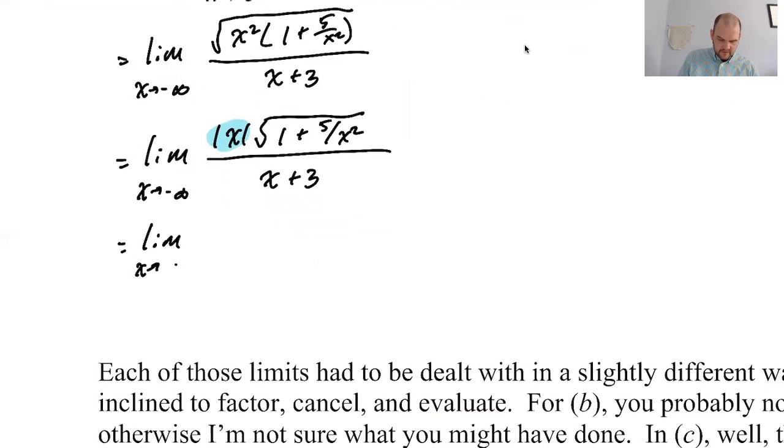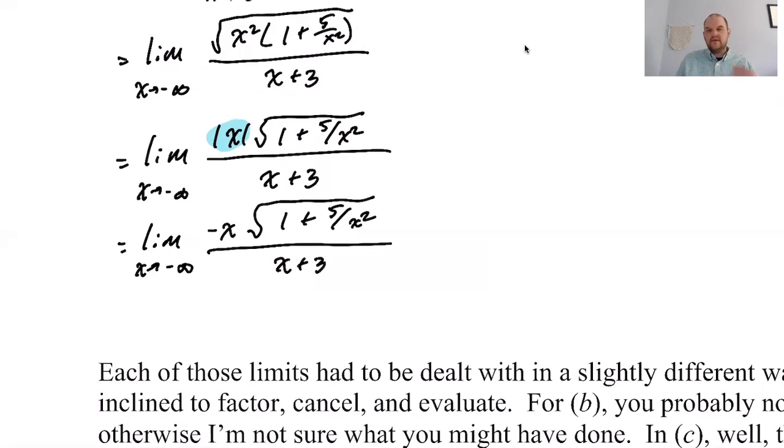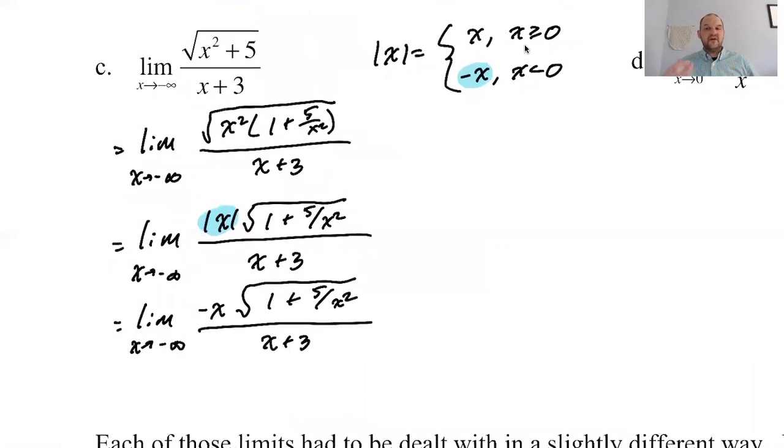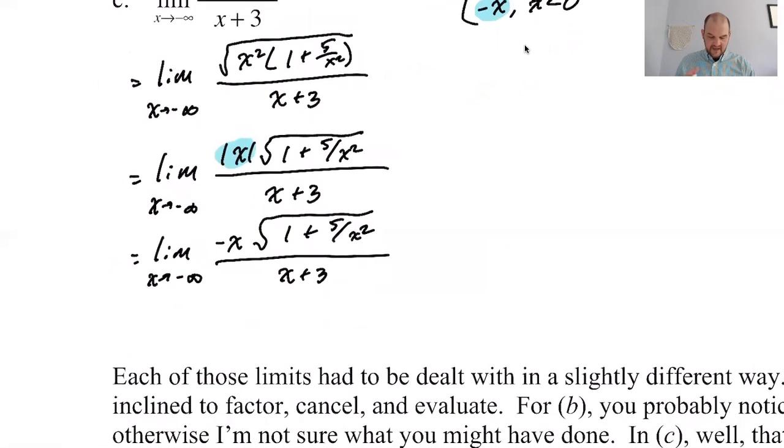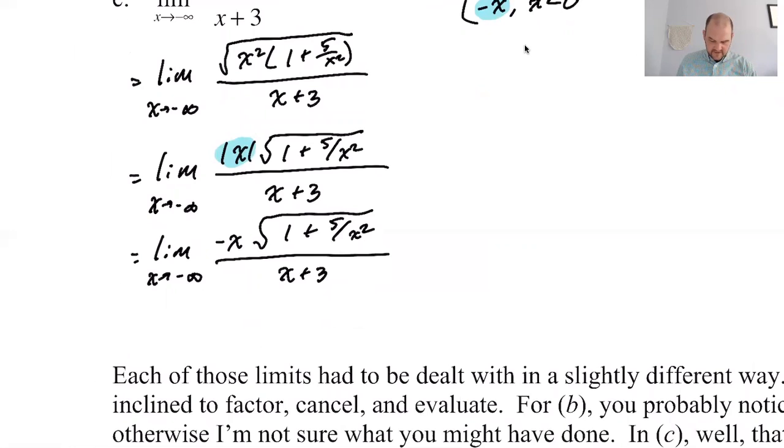So the limit as x goes to negative infinity of negative x radical 1 plus 5 over x squared all over x plus 3. Now what do we do? Well, now I'm going to divide through by the highest power of x in the denominator, always the denominator. So divide everything you see by the highest power of x in the denominator, which gives me still the limit as x approaches negative infinity. So in the numerator, I can either divide negative x by x or I can divide the radical, but I cannot divide both. So I'm going to choose, obviously, to divide negative x.